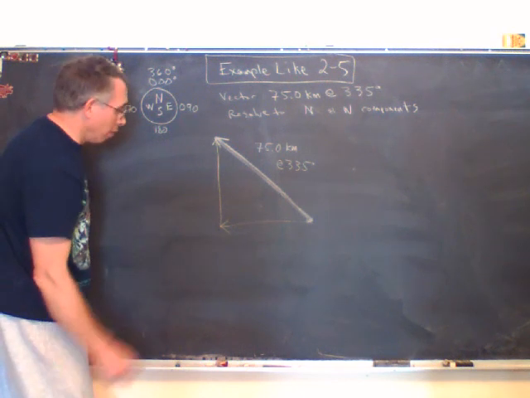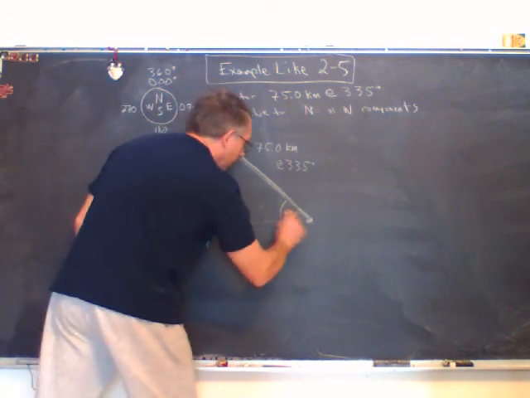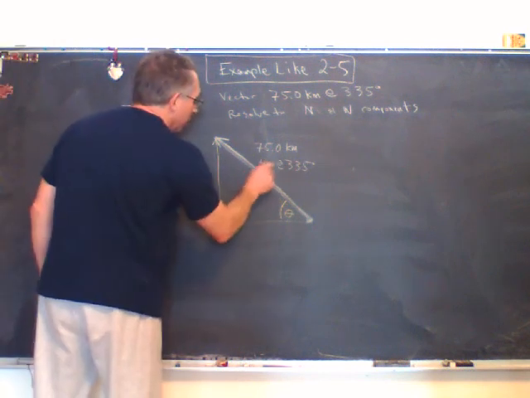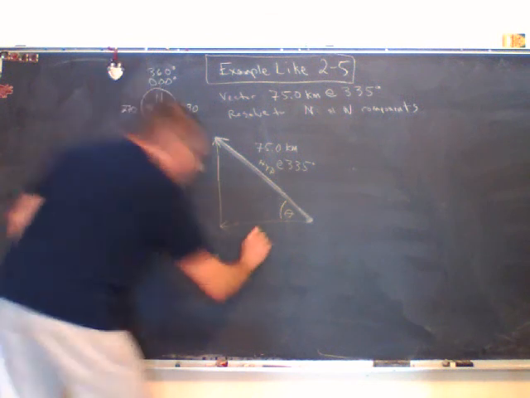And so, I'm just going to go ahead and put my angle in there, theta. Okay, and then I'll use SOHCAHTOA. So this is the hypotenuse. This is the opposite side, because the angle is there. And this is the adjacent side.